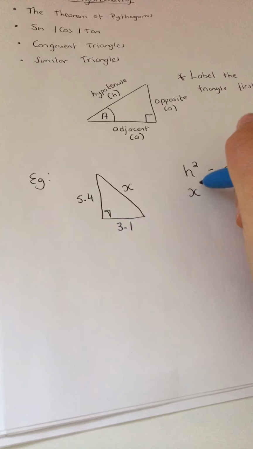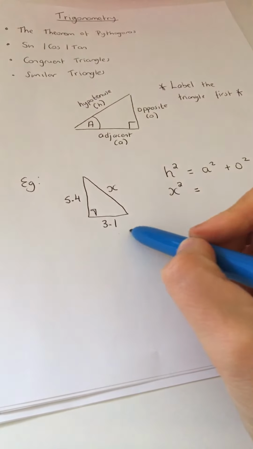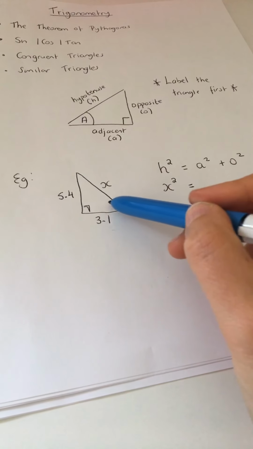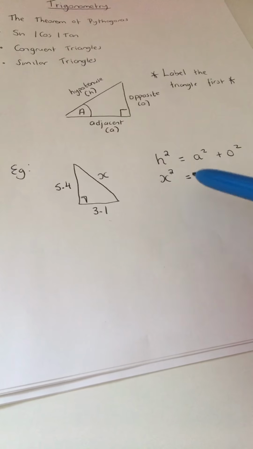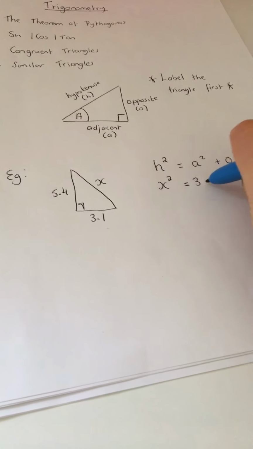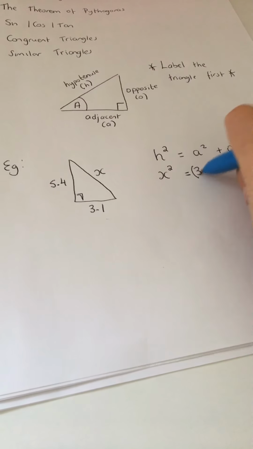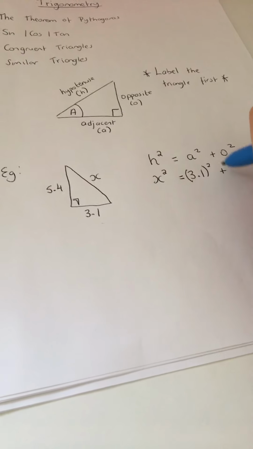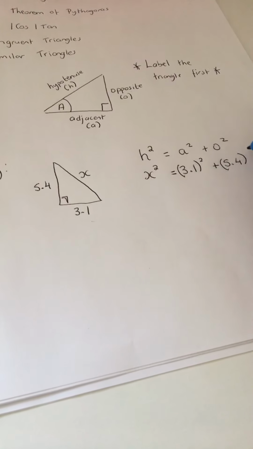So x squared, we don't know it, we're trying to find it, equals adjacent and opposite. It doesn't really matter because we're not given an angle. It's just these 2 sides. So it doesn't matter which one you write first. So I'll just write 3.1. And the theorem of Pythagoras says I must square that number plus 5.4 squared.